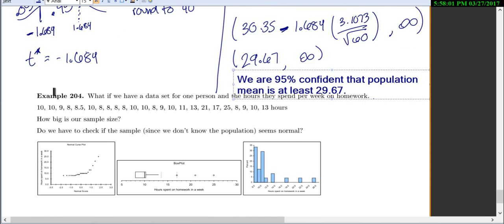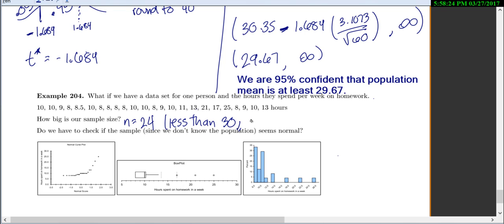And our next example is, what if we have a data set for one person and the hours they spend per week on homework? So here's our actual data sets. Let's see, how big is our sample size? If you count this up, last time I counted, I got 24. Now 24 is less than 30. So we'll have to check if the data is normal before we can do anything.